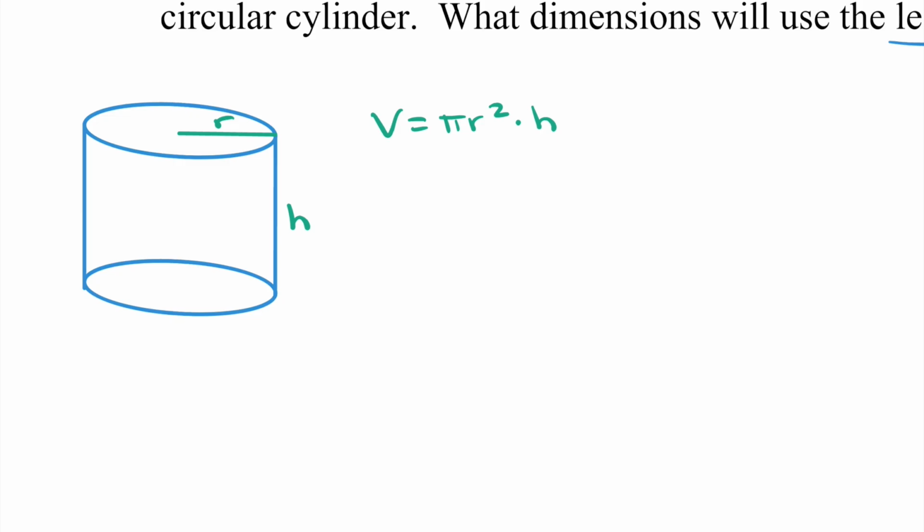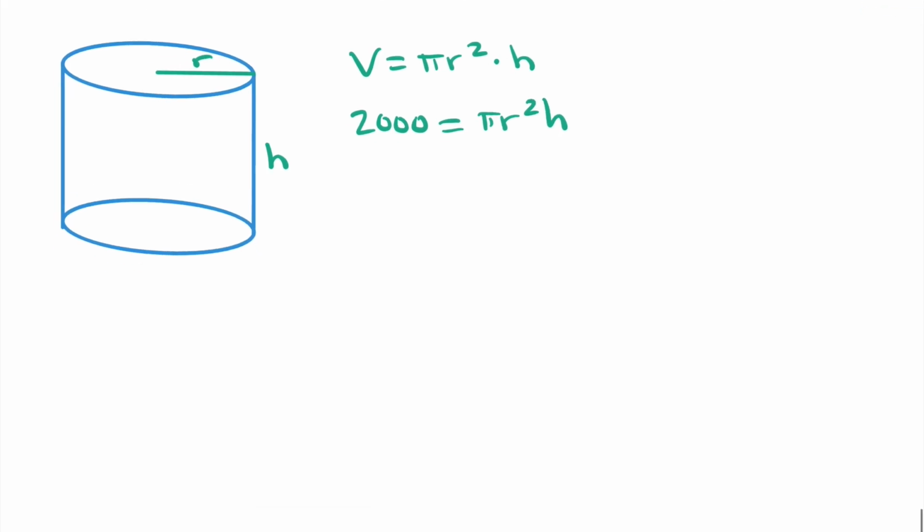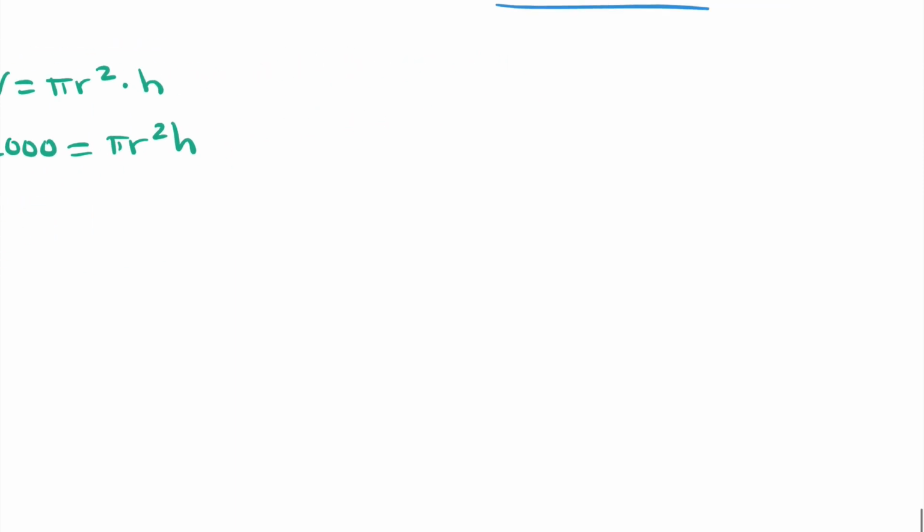And what I do know is that volume automatically is going to be 2,000, so we're in a pretty good spot. Pi r squared times height. We know nothing else about it. So let me pause here at the 2,000 equals pi r squared height. We're either going to have to solve for radius or for height. Let's talk about surface area.